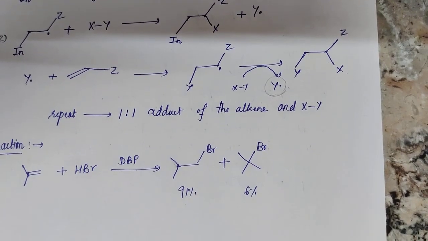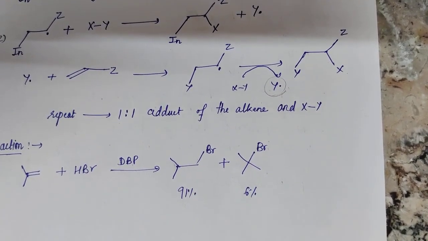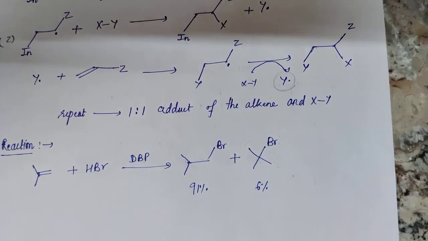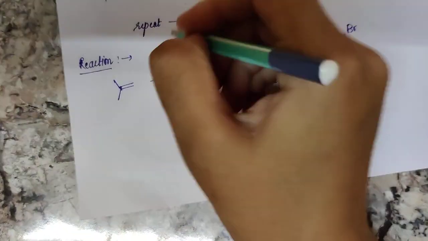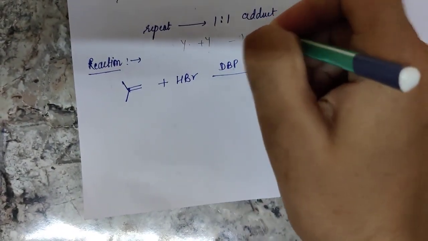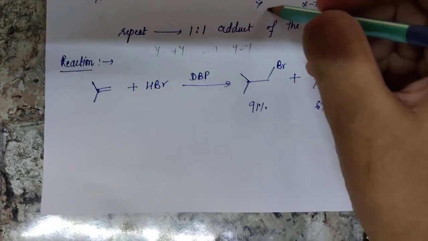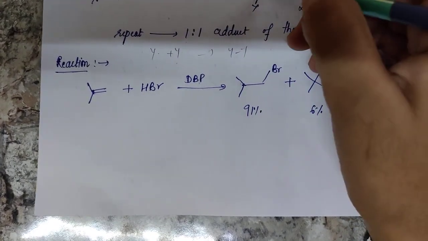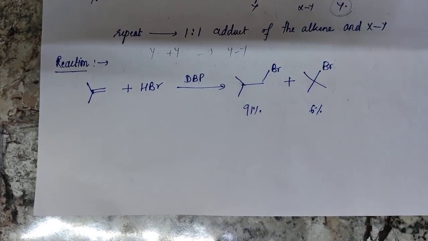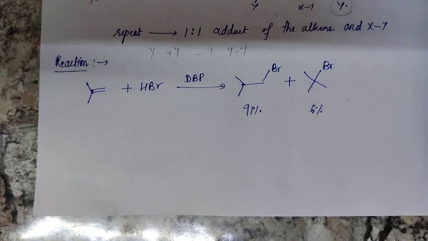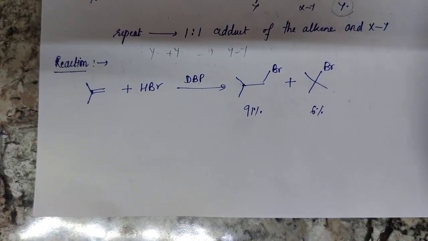And as seen in the previous oxidizer, the termination step could be a number of steps, like your Y radical plus Y radical will form YY, or this radical itself reacts with another molecule of this radical and forms a neutral molecule. So that way a number of terminating steps could be there.